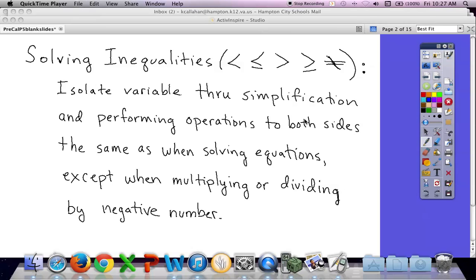So the same strategy, we want to isolate a variable on one side of the inequality by simplifying both sides and then doing operations to both sides. And it'll work almost exactly like it worked with equations. The one difference is if you multiply or divide by negative, you flip the sign. Right? If you multiply or divide by negative, a less than becomes a greater than. A greater than or equal to becomes a less than or equal to.